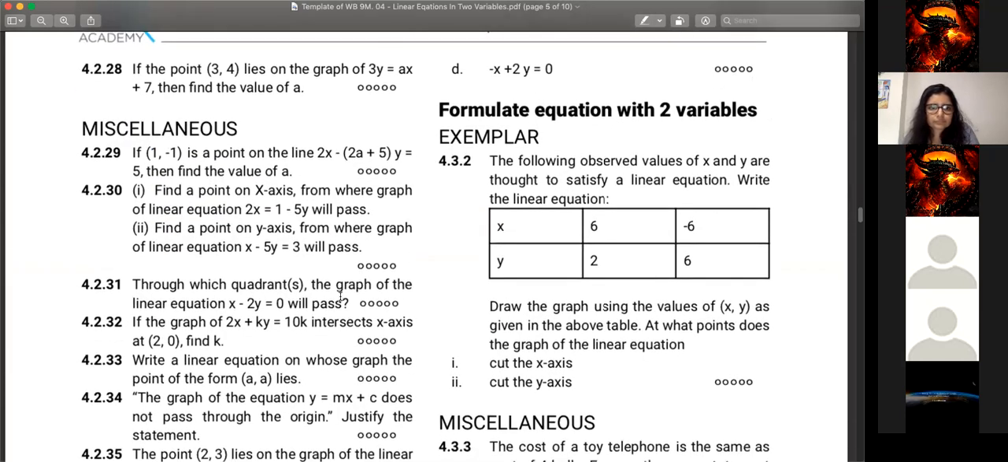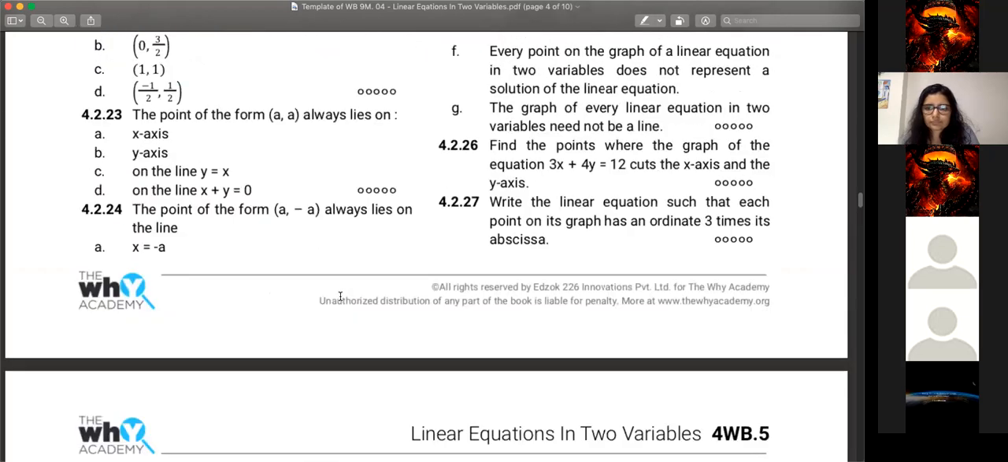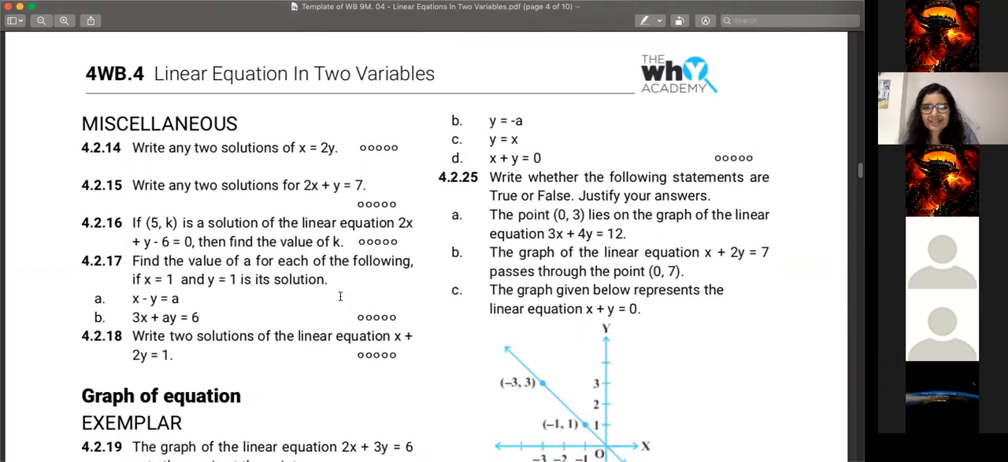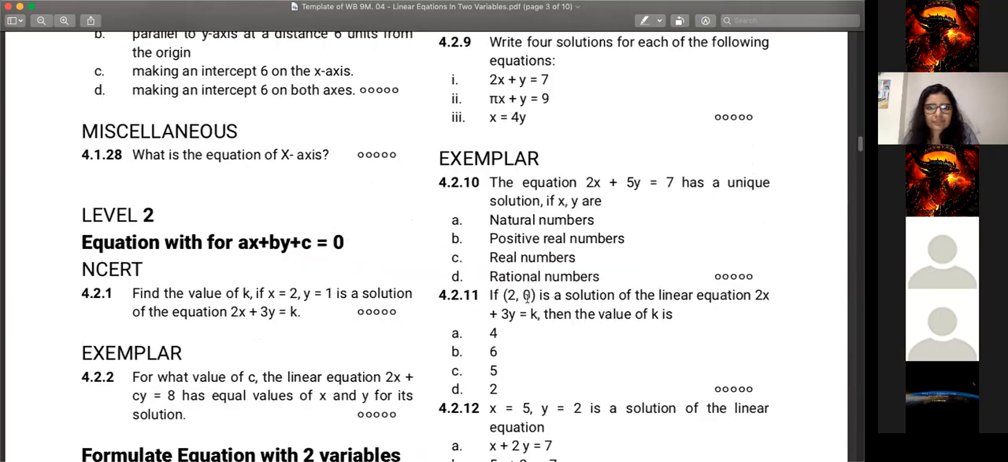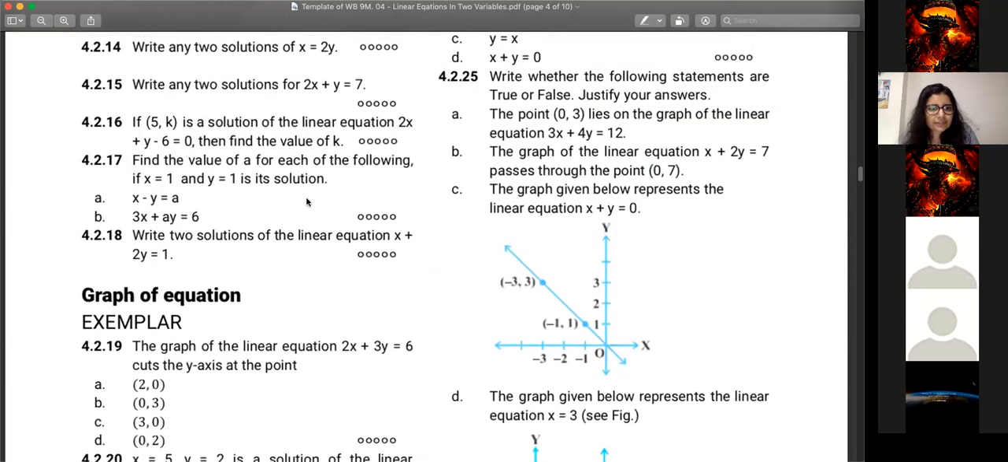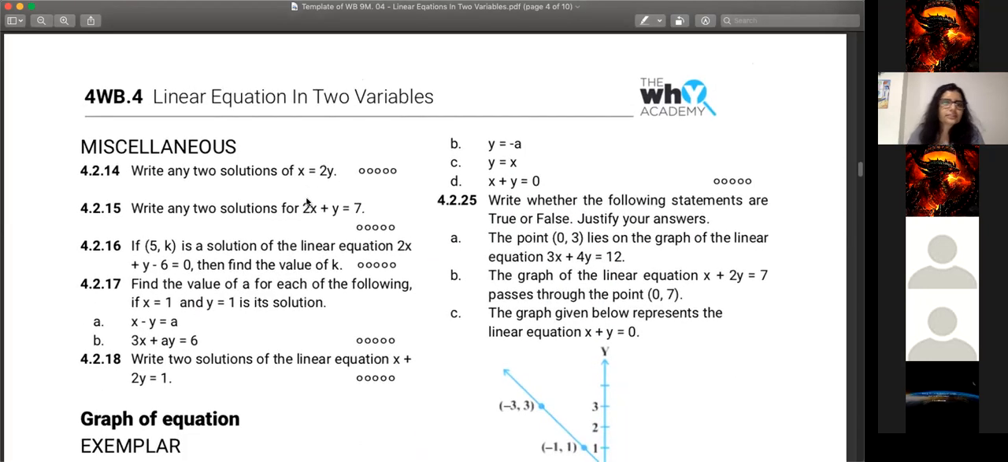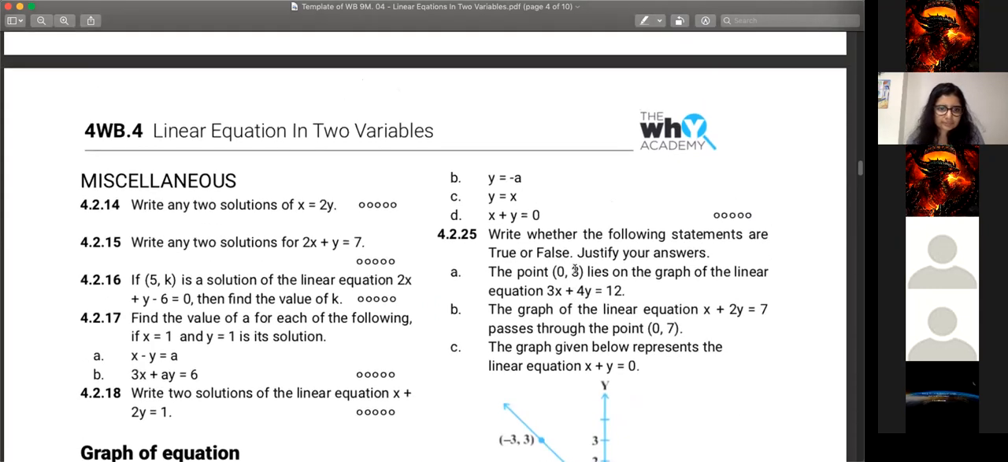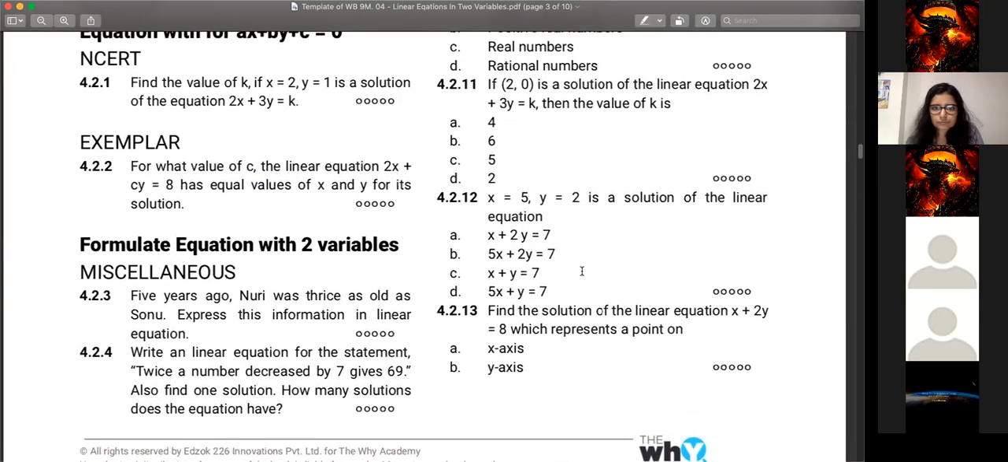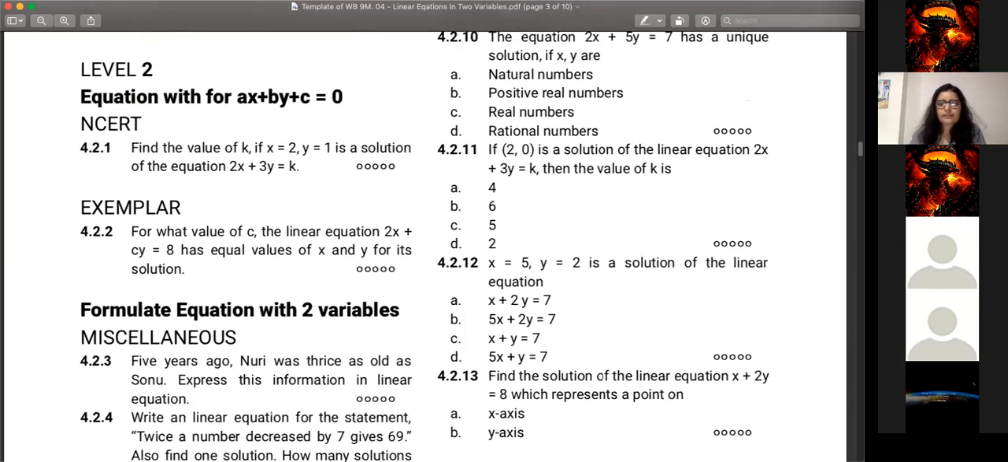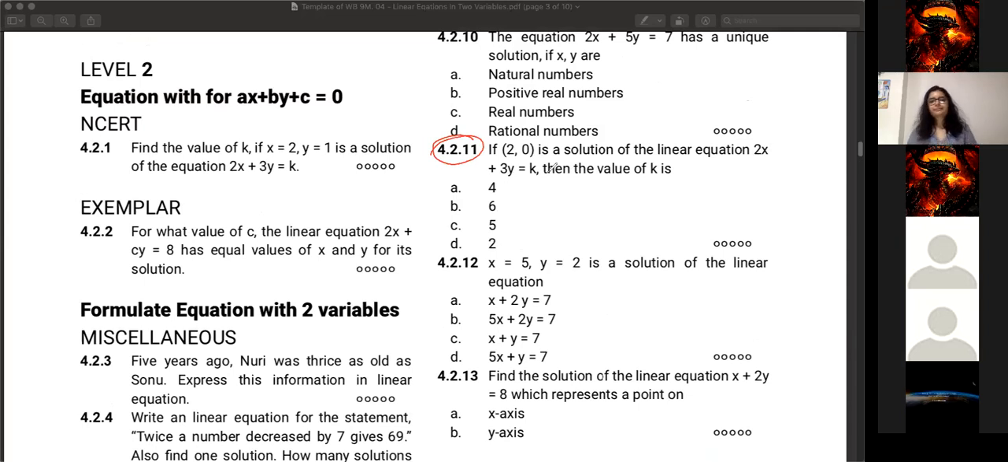Ma'am, which is the next question we have to do? I'm looking, all of these are similar to what we discussed. Okay, do this one then. Which one? Question number 11, this type. Question 11: if 2, 0 is a solution of this linear equation, then find the value of k.